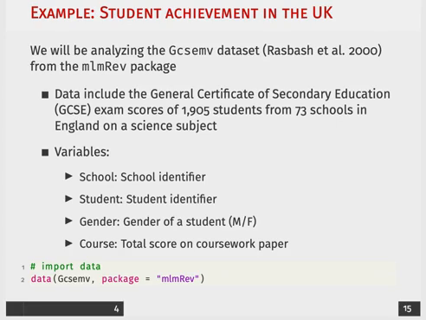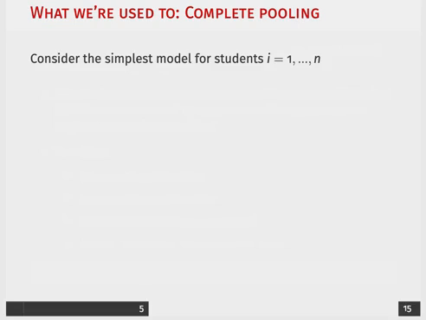So we're importing the data here, and we want to walk through and consider each of the different pooling strategies for our variance. We're going to start off with the most simple model that we are accustomed to talking about. And again, remember that we're indexing i here for each student. So it's going to be 1 through n, which is around 1,900.